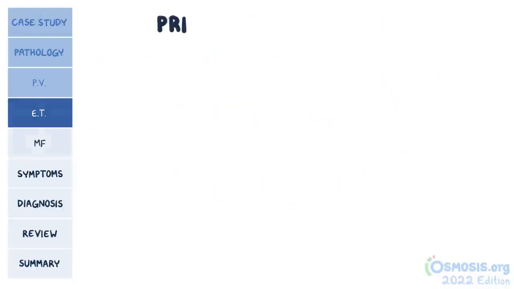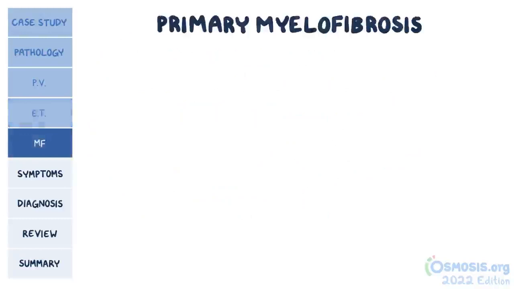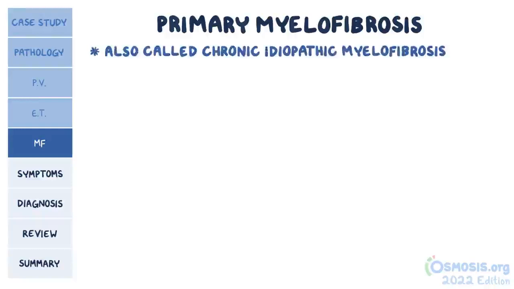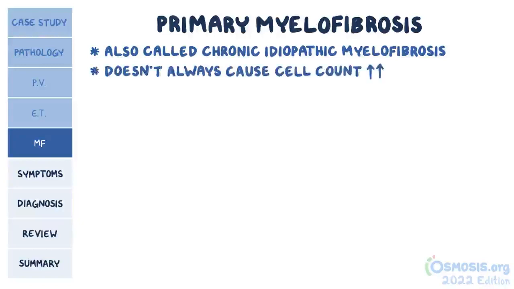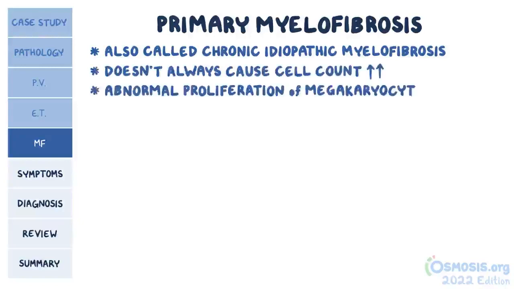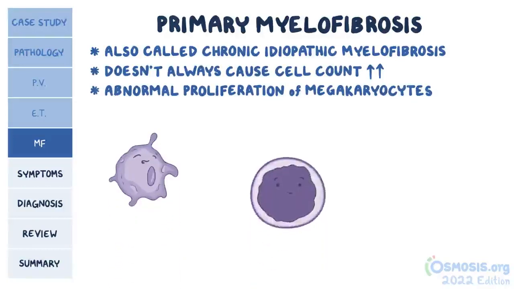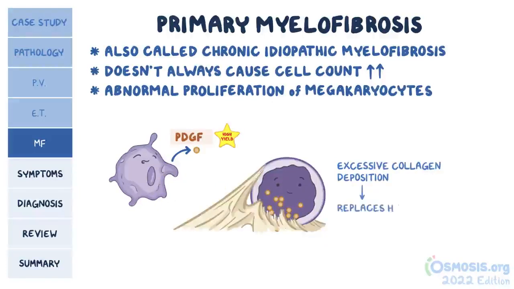All right, let's talk about primary myelofibrosis, which, unlike secondary myelofibrosis, is not caused by another disease. This is why it's also called chronic idiopathic myelofibrosis. Okay, although primary myelofibrosis is a myeloproliferative neoplasm, it doesn't always cause a cell count elevation. That's because it results from an abnormal proliferation of megakaryocytes that, instead of making platelets, make cytokines, and a very high-yield one is platelet-derived growth factors, or PDGF. These cytokines stimulate excessive collagen deposition in the bone marrow, which replaces the hematopoietic stem cells, causing anemia.